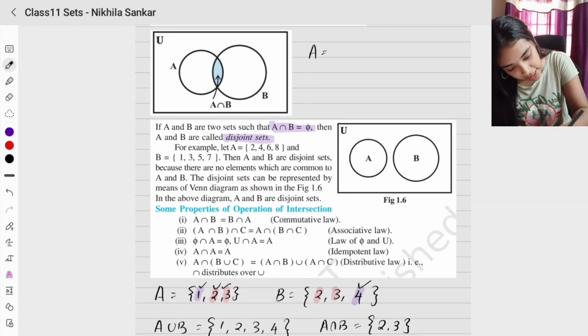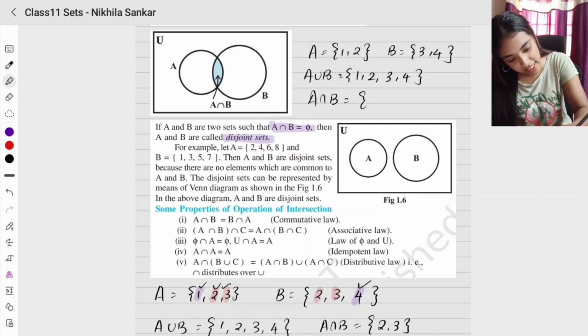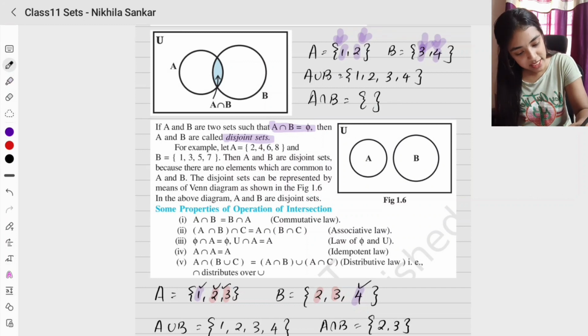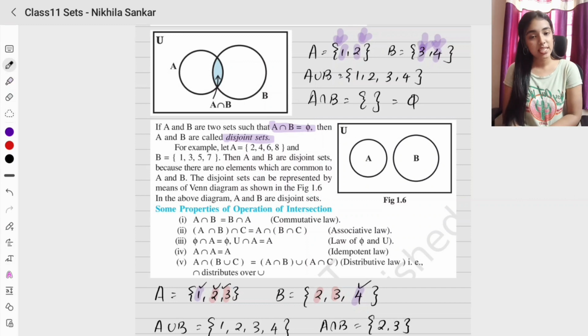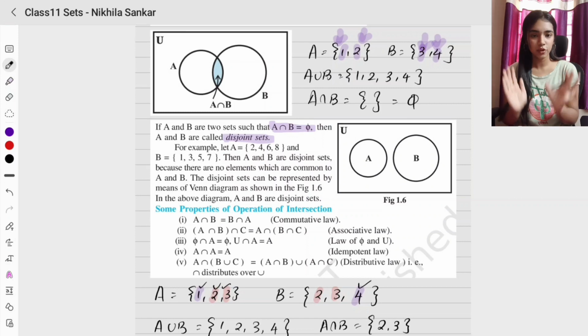Now suppose, what are disjoint sets? I have A equals 1, 2 and B equals 3, 4. What is my A union B? It is going to be all the elements 1, 2, 3, 4. But what will the intersection be? A intersection B: I see that I have 1 here. Is 1 in this set? No. I have 2 here, I do not have 2 here. I have 3 here, 3 is not in this set. I have 4 here, 4 is not in this set. So what are my common elements? There are no common elements, so it is going to be the null set. How can we write this? We can write it as null set. So these are called disjoint sets, which means there are no common elements for both A and B.